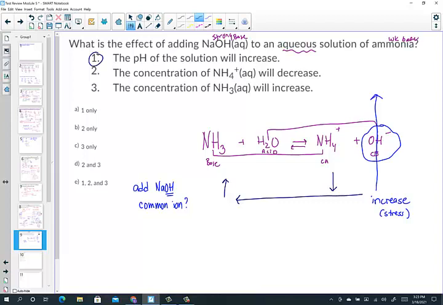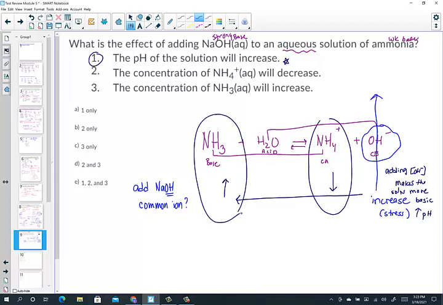What happens to the pH when this occurs? Well, adding strong base increases the hydroxide ion, makes the solution more basic. So what happens to the pH as it becomes more basic? The pH is going to increase further away from 7, which is the point of neutral. So this is a true statement. The pH of the solution should increase. It's becoming more basic by adding a strong base into the solution. Makes sense? The concentration of ammonium, we decided, decreased, and the concentration of ammonia actually increased, all because we applied Le Chatelier's principle with a common ion effect. So all three of these statements ended up to be true.